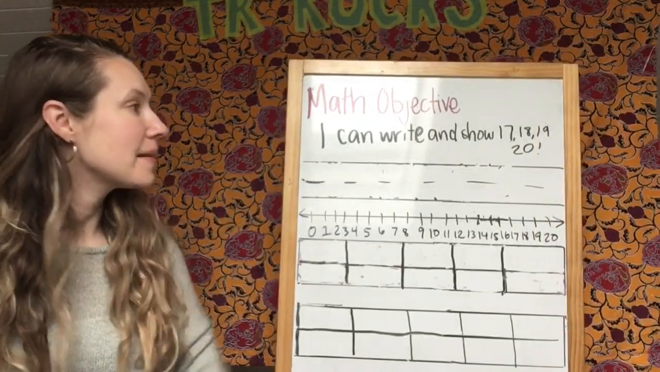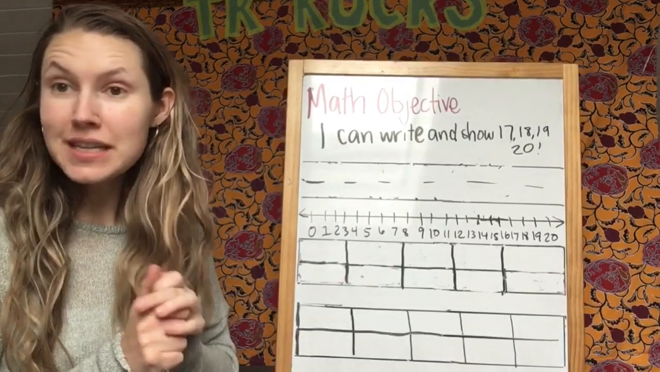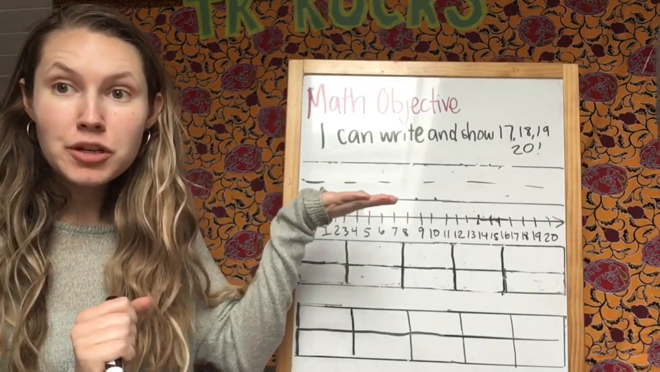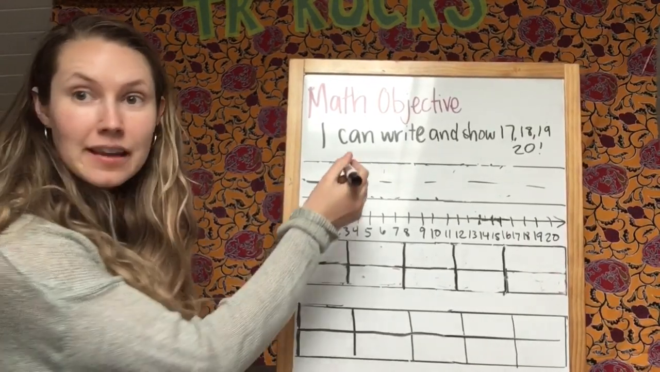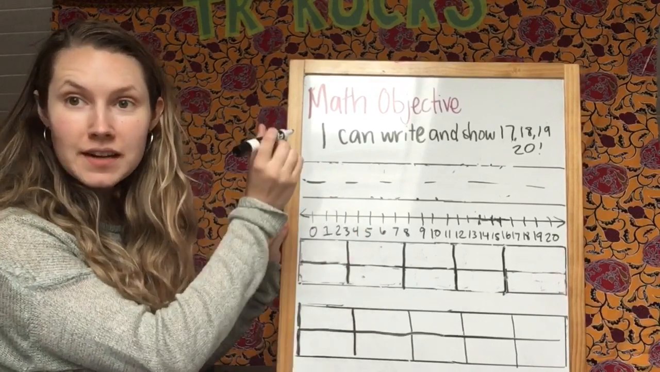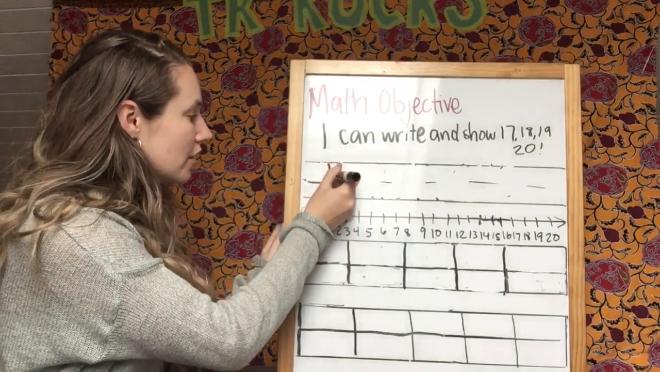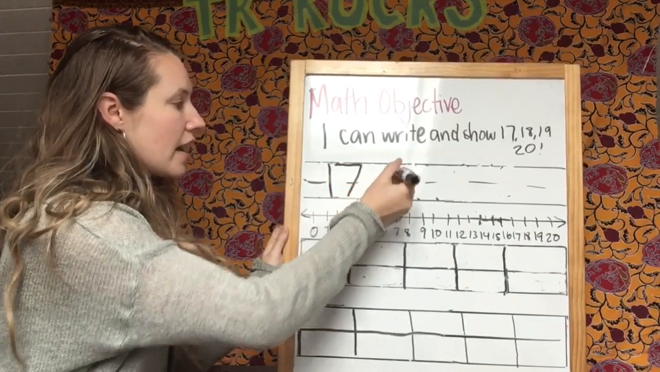Alright, so we're going to begin with number 17. So the first thing we do is we trace. And then I'm going to show you how we write it by ourselves. So practice first with tracing, and then we're going to write it by ourselves. And just like we do with all of our numbers, we start at the top and at the left. So we make our 1 down, and then our 7 across and diagonal down.